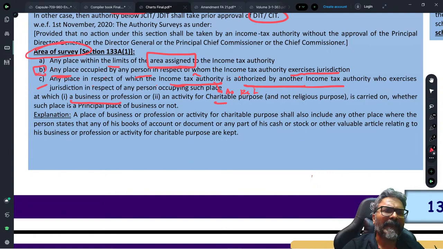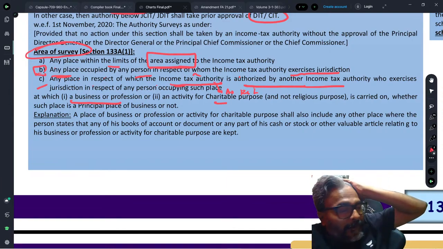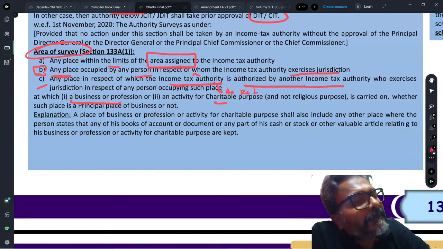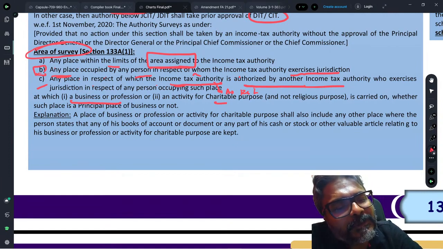Now students, if the income tax department has come to your office for doing the survey and you are telling them that, look, these particular books and all are not with me, the books of accounts are maintained and kept by my CA. So if this is the explanation that you give to the income tax authority who have come to your premises to do the survey, that the books and all are being kept and maintained by your CA.